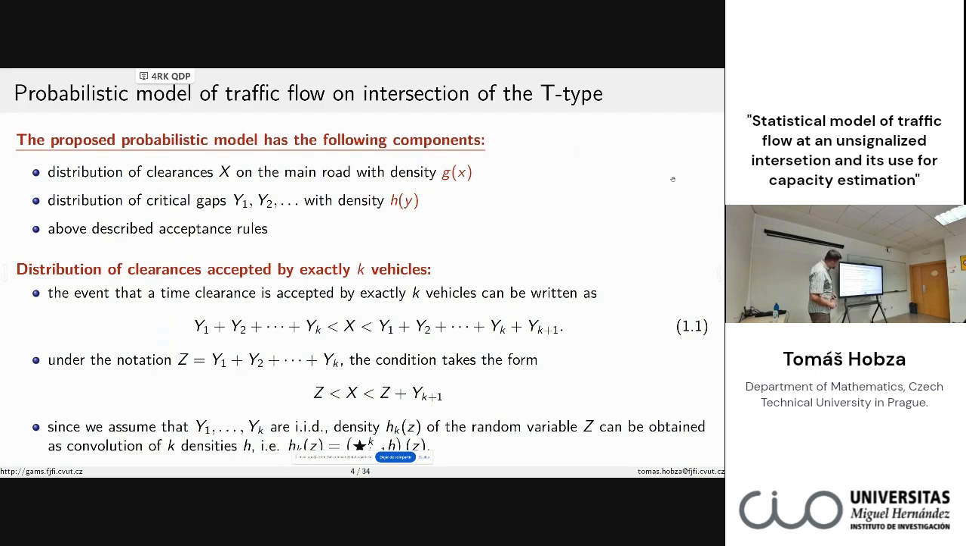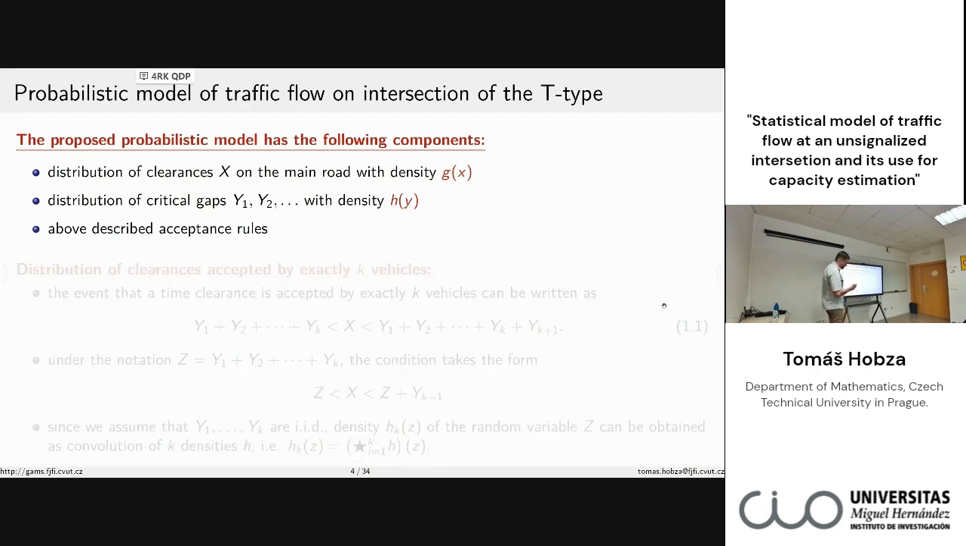If we simplify the notation a little bit and denote this sum by Z, then this is the condition. And now, because we assume that all the random variables are independent for now, we know that the distribution of Z is in fact the convolution of K distributions of H. So we can calculate the density. The density of Z is the convolution of K functions H. So we know the distribution. And what we want to calculate is the distribution of X given this condition. So this will be really important.